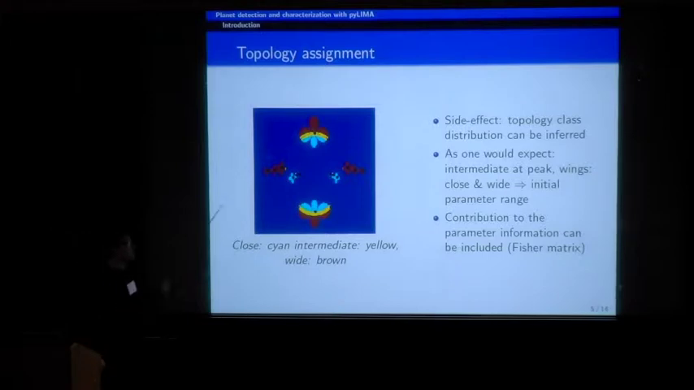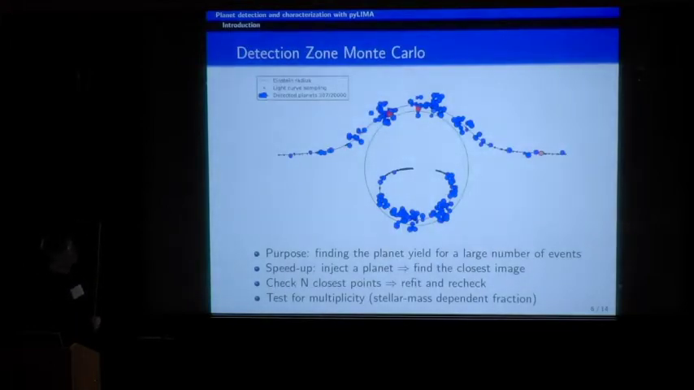You can also get something out of it because each of these detected planets comes with a topology assessment, and it also comes with a close-wide binary assessment. And from that, you can conclude what you would have expected, which parts and which images belong to a certain category, which can be useful when you're preparing your fit.